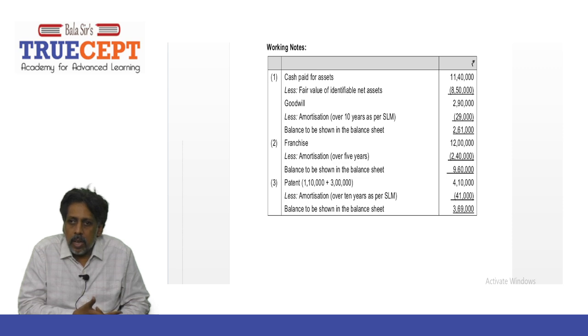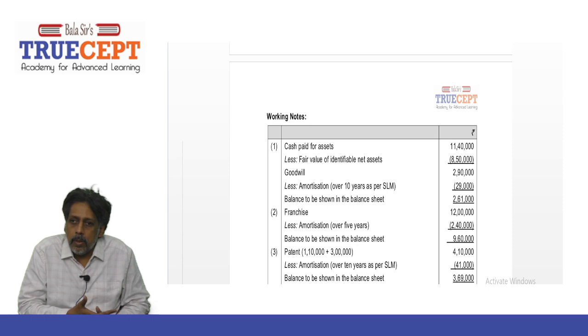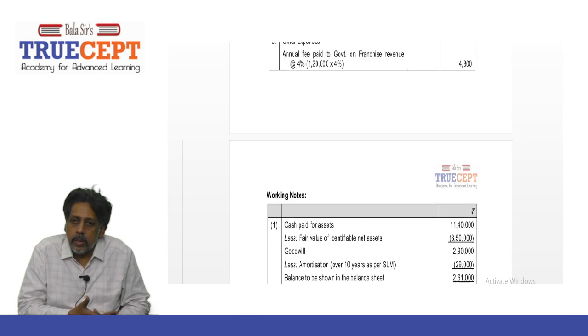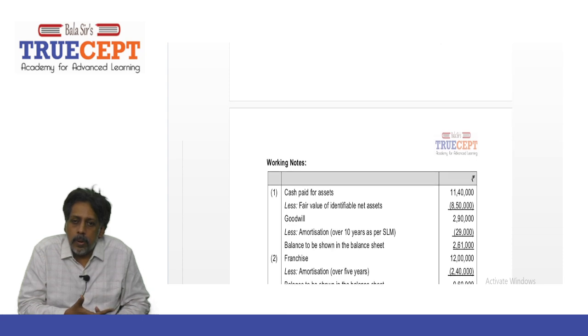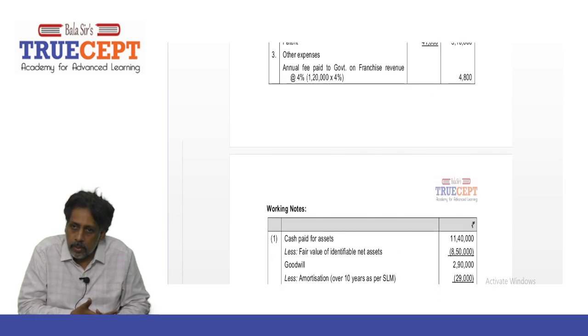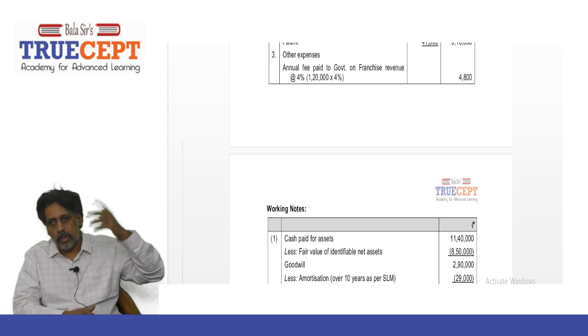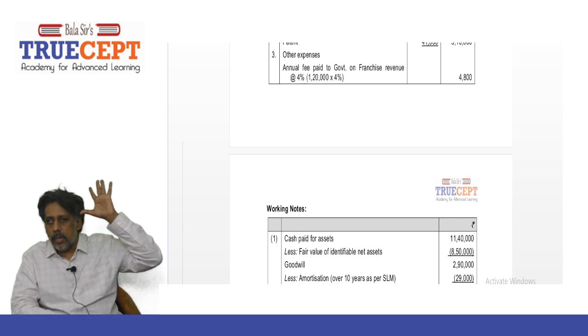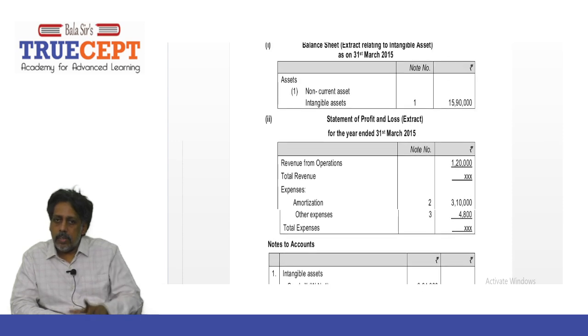Also, there's a working for the expense you have to incur every year. Remember, you promised to pay 4% of the revenue collection. So 4% of 1,20,000, how much? It is 4,800. Is that clear? Yes. Have they shown a working for that? No, they haven't shown it. That is part of the notes document. Now, these are the three workings, guys, you copy.